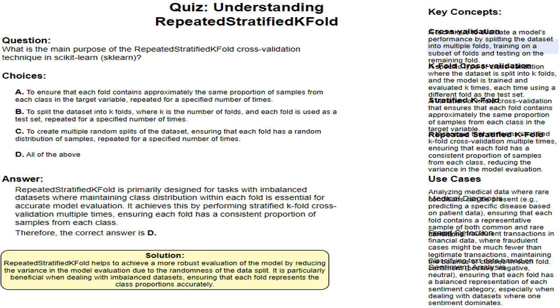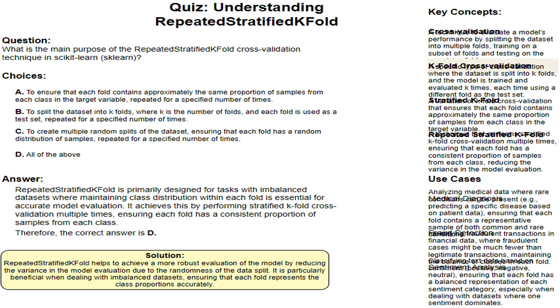Imagine you have 100 data points and want to train a model. You could split them into 5 folds, 20 points each. Train the model on 4 folds and test it on the remaining fold. Repeating this 5 times to get an average performance estimate.